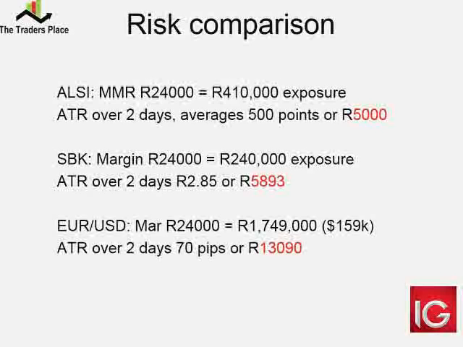If we just take the average volatility and we get the best price or the worst price of the day, Aussie's worth 5 grand, Standard Bank is worth 5,900 Rand. When we take this to Forex, it changes the ball game a lot. We take the same margin requirement of 24,000 Rand. The value of that contract, or that number of contracts put together, is 1.749 million Rand, or $159,000. Then you just multiply that by 11. The true range over 2 days is 70 pips. Okay, so that's 70 points, not micro points, or 13,090 Rand.